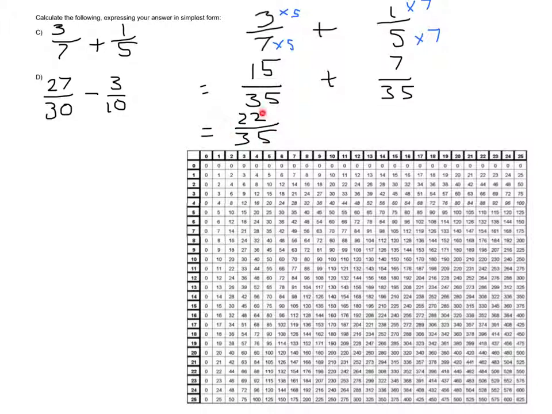So we can't simplify this anymore. So we can leave the answer as is. So the correct answer is 22 over 35.